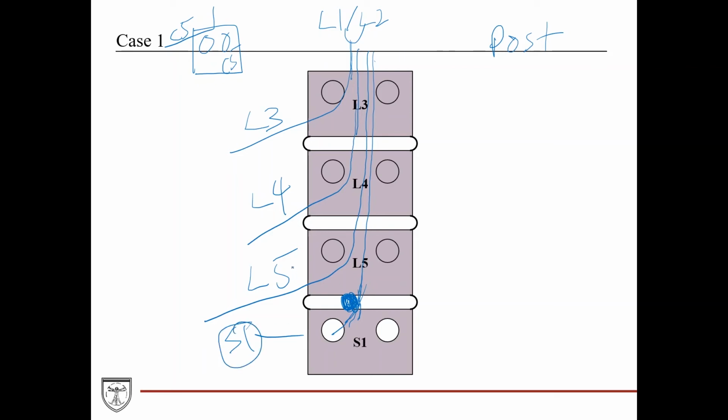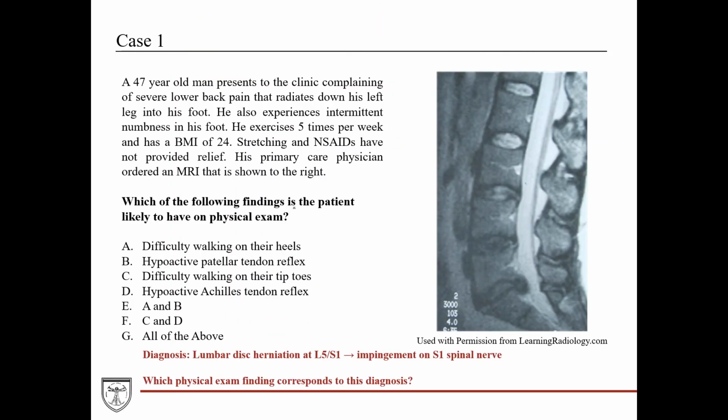So you see with L5, it's already left at this angle here. It can't get affected. And so S1 is still coming down. It still has to exit, and it's going to be impinged by this L5, S1 disc herniation. So we figured out the diagnosis. It's a lumbar disc herniation. We figured out the level. It's L5, S1. The imaging told us that. This is L5. This is S1. Here's our disc herniation here. And then it's an impingement of the S1 spinal nerve. So now we need to figure out each of these physical exam findings, which spinal nerve they correspond to.